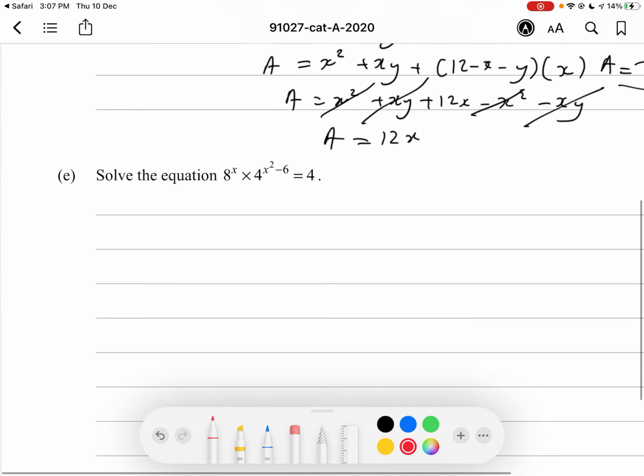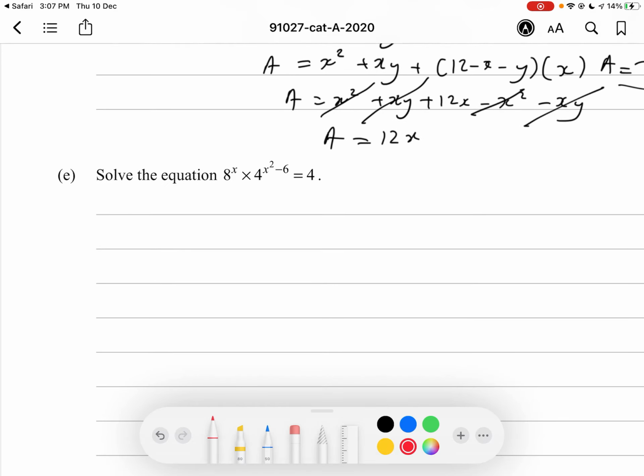So solve the equation 8 to the power of x times 4 to the power of x squared minus 6 equals 4. So first things first, we're going to make everything the same base so we can add the powers when we multiply. So we can write 8 is equal to 2 to the power of 3 and 4 equals 2 to the power of 2. So therefore, we can write 8 to the power of x as 2 to the power of 3 multiplied by x.